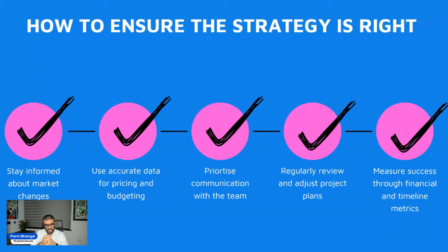Prioritize communication with the team. Like I said, if you don't communicate with your team effectively, you're going to drop the ball in places. You're going to miss the things that should be going up in price. You're going to miss the things that should be a variation on the project. That's all going to lead to less profitability.